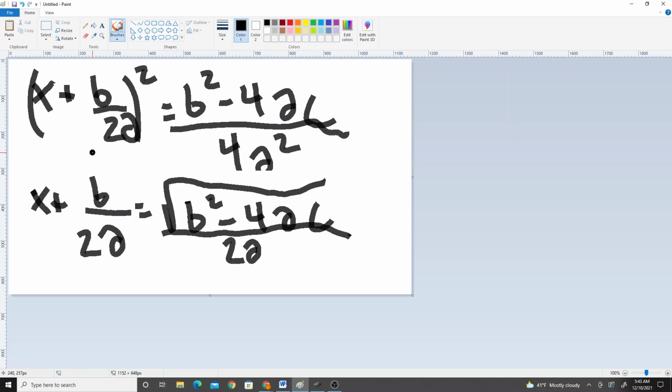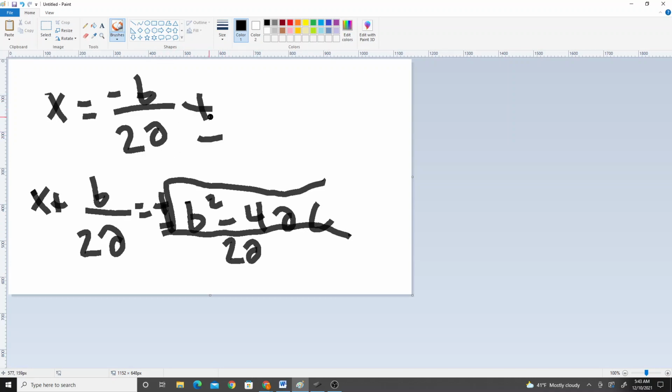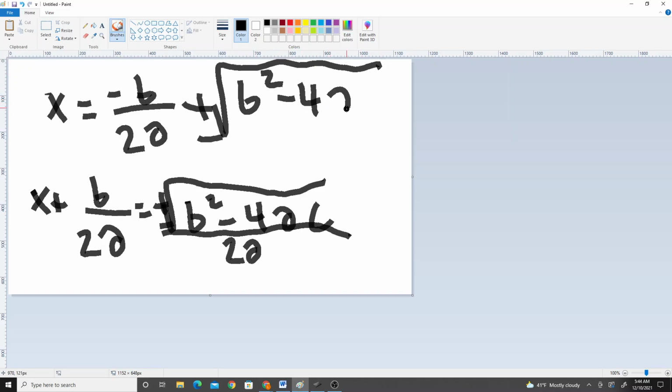Now subtract that part, the b over 2a. So now we subtract b over 2a, and that gives us x is equal to negative b over 2a plus or minus square root of b squared minus 4ac over 2a.